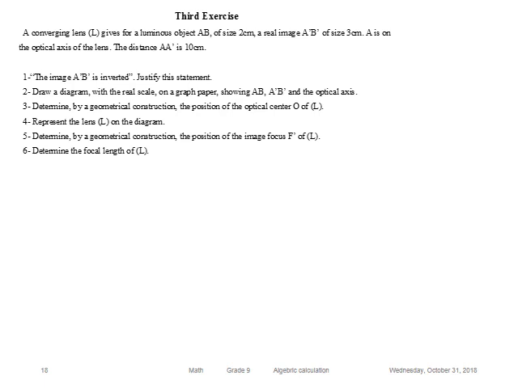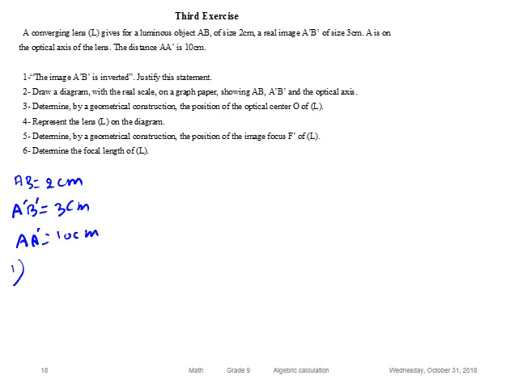Third exercise. A converging lens L gives a luminous object AB of size 2 cm a real image A'B' of size 3 cm. A is on the optical axis of the lens. The distance AA' is 10 cm. So AB equals 2 cm, A'B' equals 3 cm, and AA' equals 10 cm.